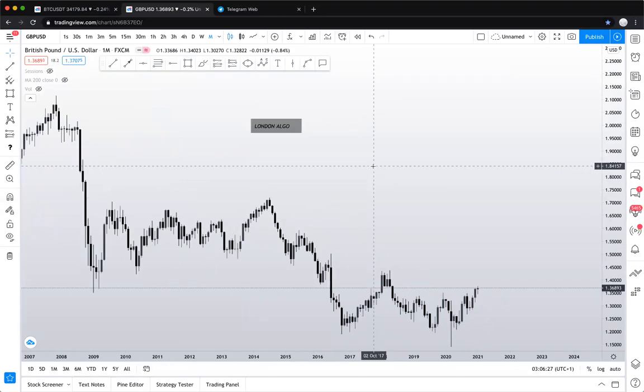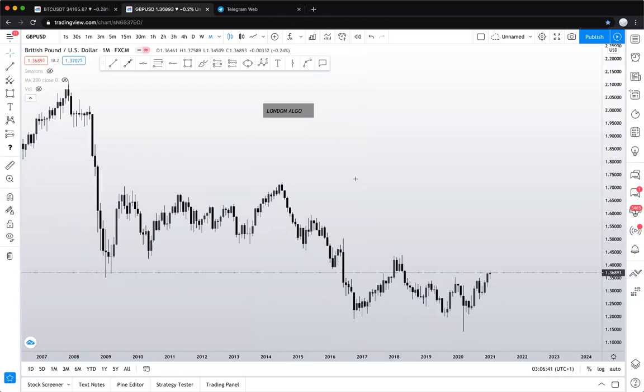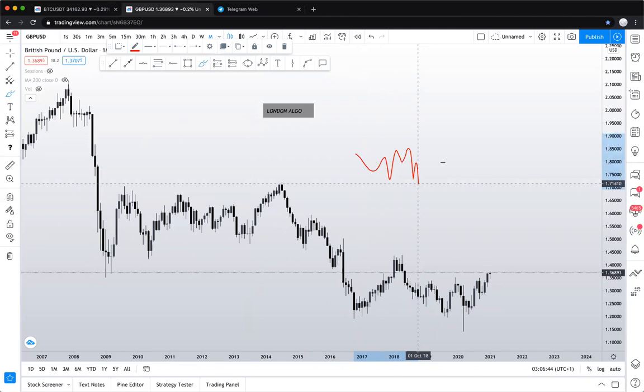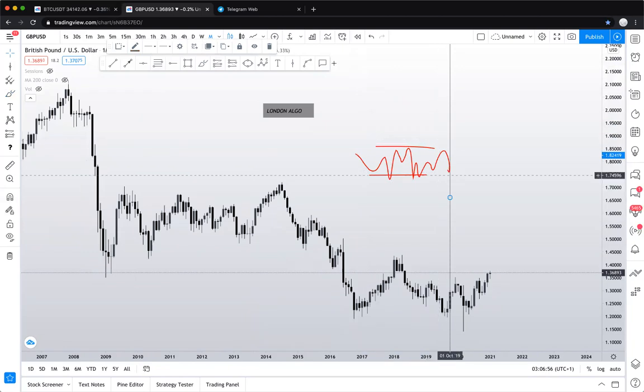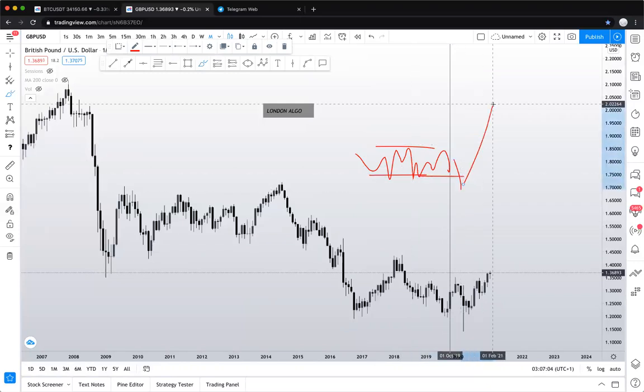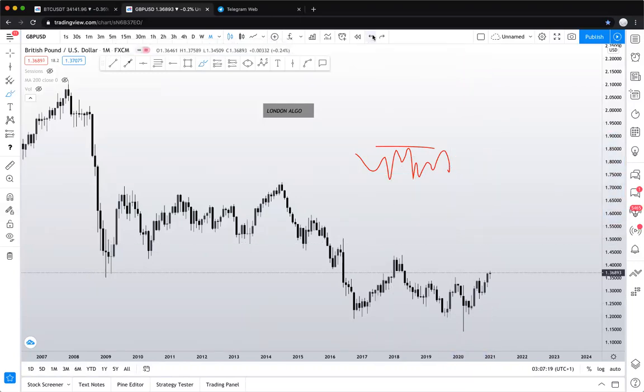Now, quickly, I'm going to go through two definitions of the London algo. The first definition is the contraction or consolidation of price during the Asian session. Price simply consolidates, creating equal highs and equal lows on the Asian session. Then at the opening of the London session, price gives us a strong spike down to take out the Asian lows, then reverses back for the buys. Or price might take out the Asian highs and reverse down for the sells. That is basically one action that price definitely does.